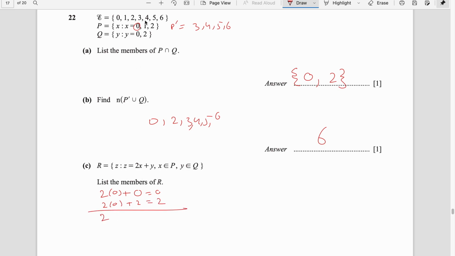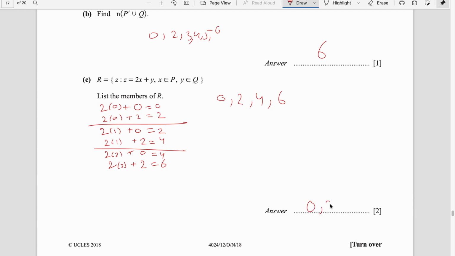Next value, let us consider x is 1. At that time y could be 0, and when x is 1 y could be 2. Third possibility, when x is 2, y could be 0, and when x is 2 y could be 2, which gives 6. So different possible values are 0, 2, 4 and 6. Elements separated with a comma, represented in a curly bracket.